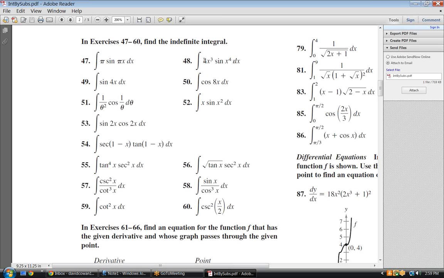48 is our classical u substitution. 49, by definition, that's going to be minus cosine of 4x divided by 4. 50 is going to be cosine of 8x divided by 8.